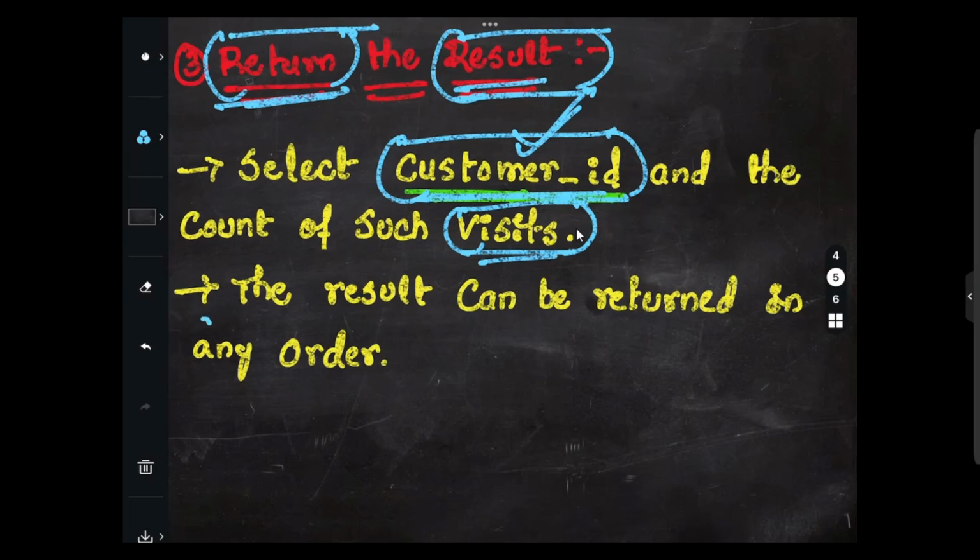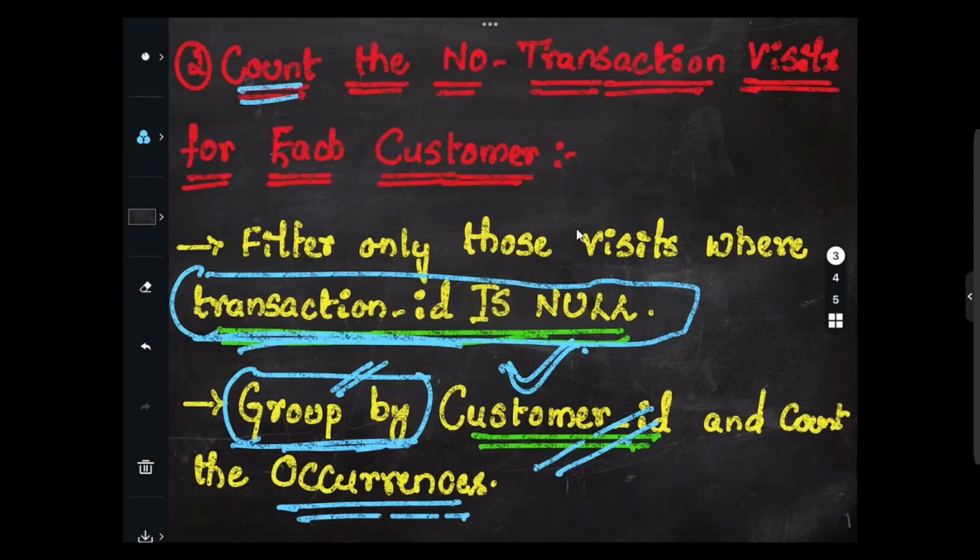The result can be returned in any order. They have not mentioned that the result has to be in ascending or descending order, so we can return the result in any order. We don't have to make use of the order by clause, right? So this is the approach that we will be going with. I hope the approach is completely clear.